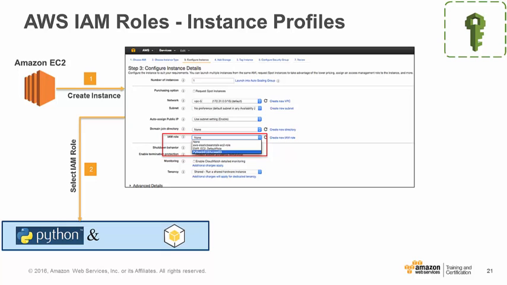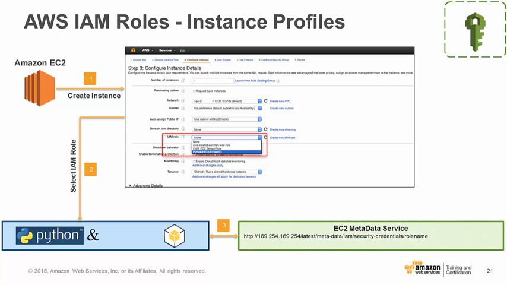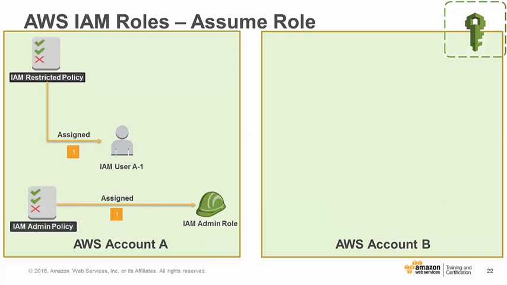The Python application is installed on the EC2 instance. AWS SDK for Python, Boto 3, is also installed on that instance. The application tries to access the Amazon S3 bucket. However, credentials are not available on the instance. The Python application uses the EC2 metadata service to gain access to temporary security credentials. The application interacts with the S3 bucket specified in the Python in EC2 Access S3 role.